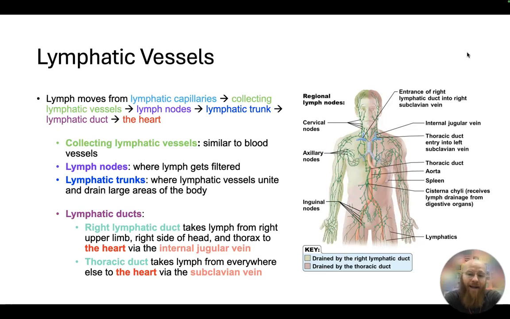If they're arriving at the right lymphatic duct, that means that they're draining the lymph from the right upper limb, the right side of the head, and thorax. You can see this here in green, right? So all of this area right here is going to be drained by the right lymphatic duct via the internal jugular vein. And then the rest of the body, basically everything that's not that right side and thorax, lower body, and the left side of the body, is going to be drained by what we call the thoracic duct via the subclavian vein is how that will get back to the heart there. Okay.